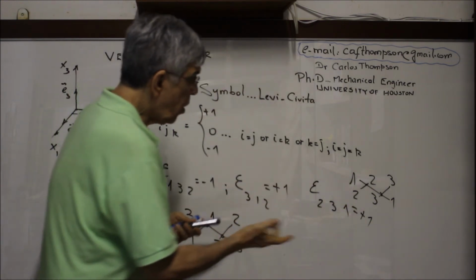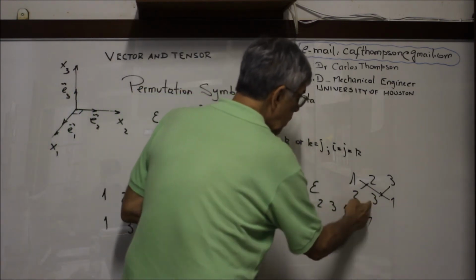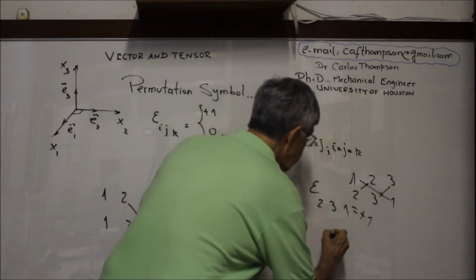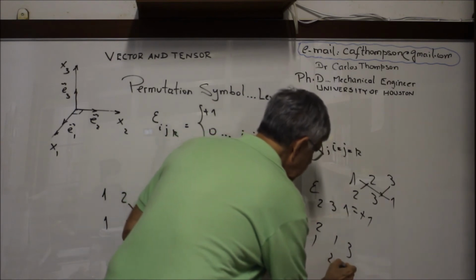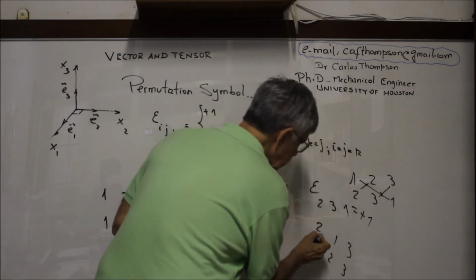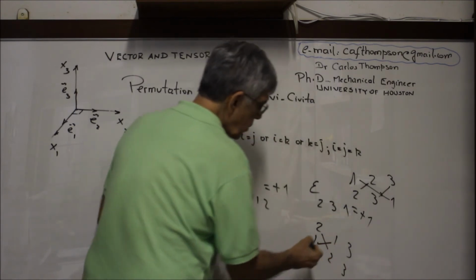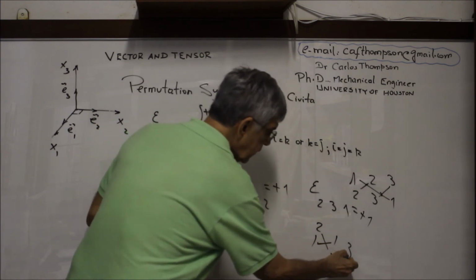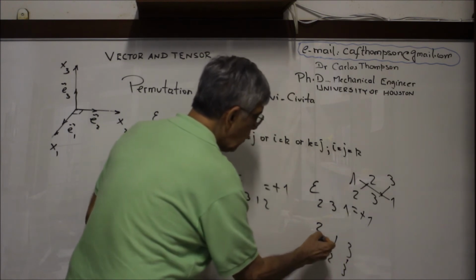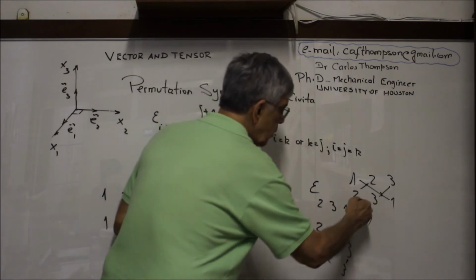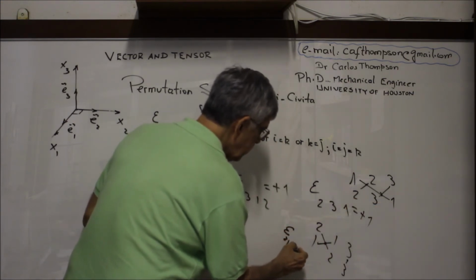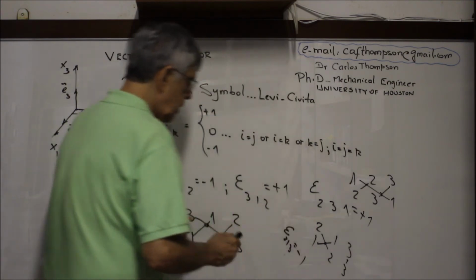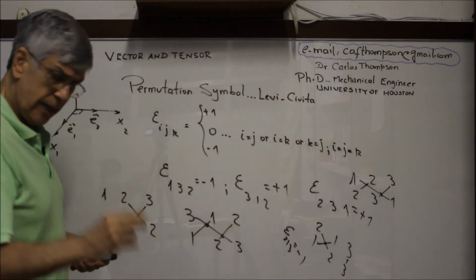Now, suppose I put 1 over here. 2, 1, 3. I compare with 1, 2, 3. Let's put here and here. And this does not intersect. This is 1. So epsilon 2, 1, 3 will be minus 1. See? It's quite easy and quick.